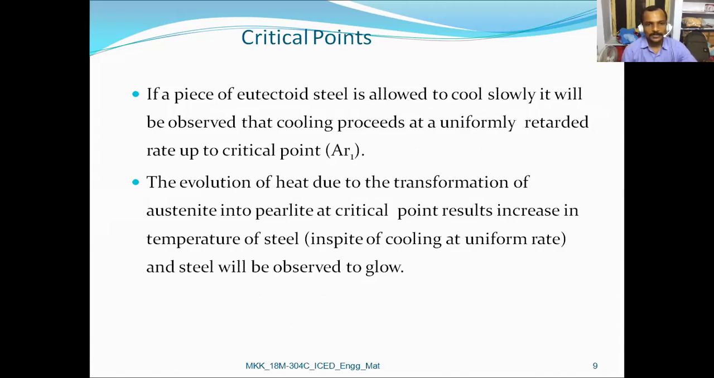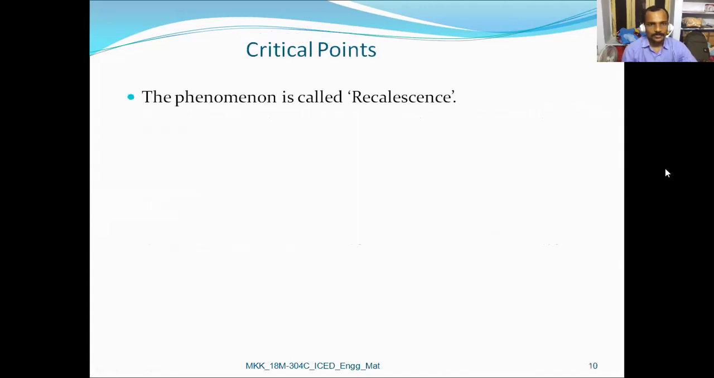Whenever the transformation of austenite to pearlite is observed at a particular critical point, this results in an increase of temperature and increases the glow of the steel. This phenomenon is called recalescence. A reverse change takes place on heating.